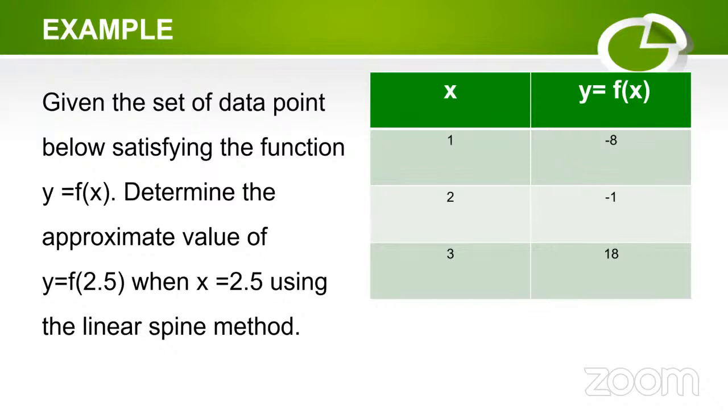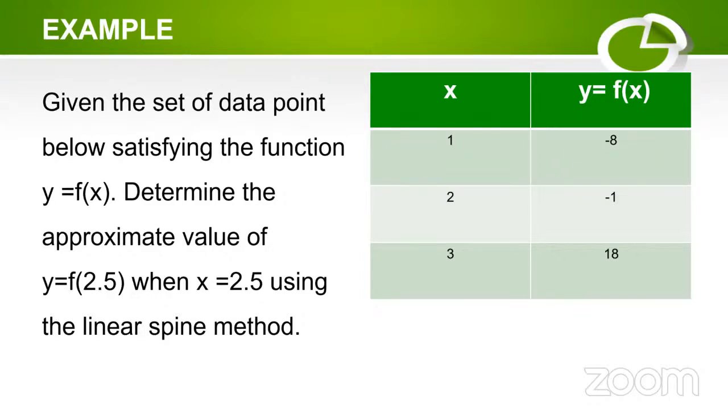As an example to shed more light, here we are given a set of data points satisfying the function y equals f of x. We are asked to determine the approximate value of y when x equals 2.5 using the linear spline method. At x equals 1, y equals minus 8. At x equals 2, y equals minus 1. At x equals 3, y equals 18. Here we are asked to find the value of y when x equals 2.5.